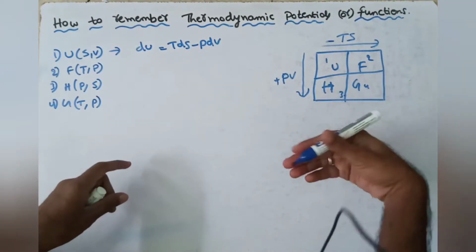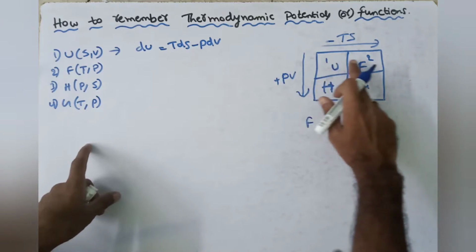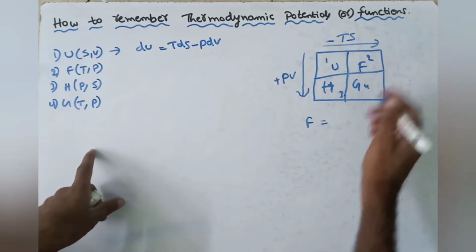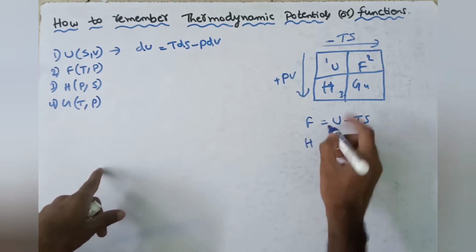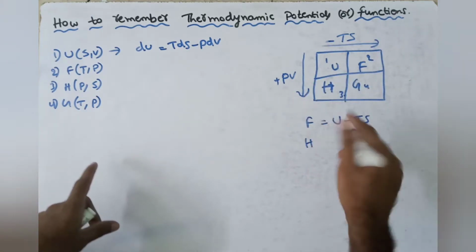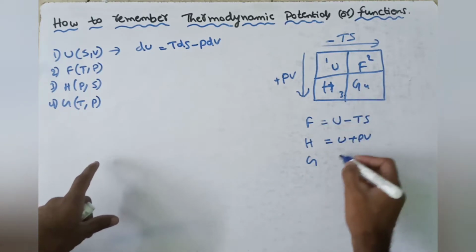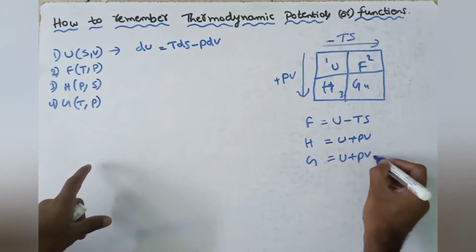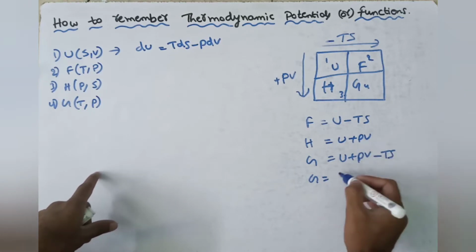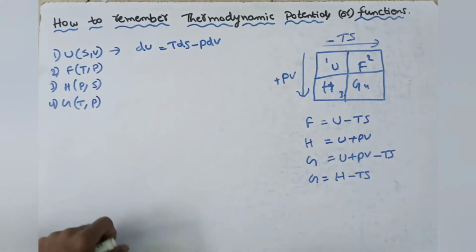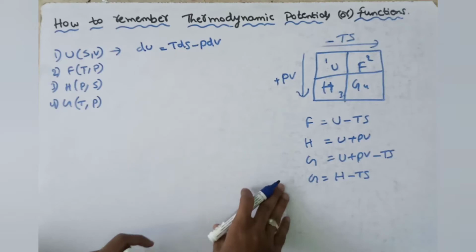From this, we can write the other thermodynamical potentials. For F, we write U minus TS, a long arrow, U minus TS. And for H we write U plus PV. And for G, we take both, U plus PV minus TS. G can be written, by using this, as H minus TS. Simply by using this box, we can write all thermodynamical potentials.